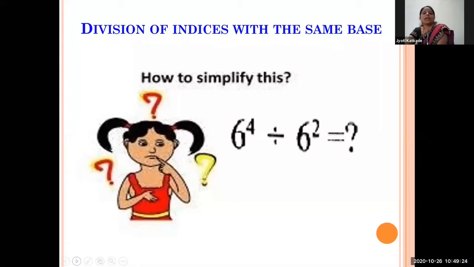In a regular method, we take 4 times multiplication of 6 at the numerator. And at the denominator, 2 times multiplication of 6. Means we cut 6. So we get at the numerator 6 raised to 2. It's the regular method by using division. Then how can we solve it? By using the law of indices of division.